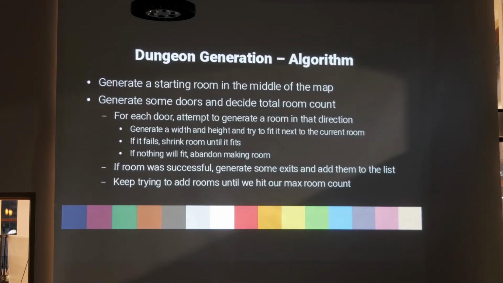So here's the algorithm I came up with, right? So we generate a starting room right in the middle of the map-ish. We generate some doors on the edges of that room, and basically the way that I had it set up was that every wall can have at most one door of each room, basically. And then for every single door that we've decided to generate, we might not generate all of them. We're going to generate at least one. We attempt to make a room in that direction. How we'll do that is we'll generate a width and a height and then try to fit that next to the current room. If it fails, we keep shrinking it until it fits.